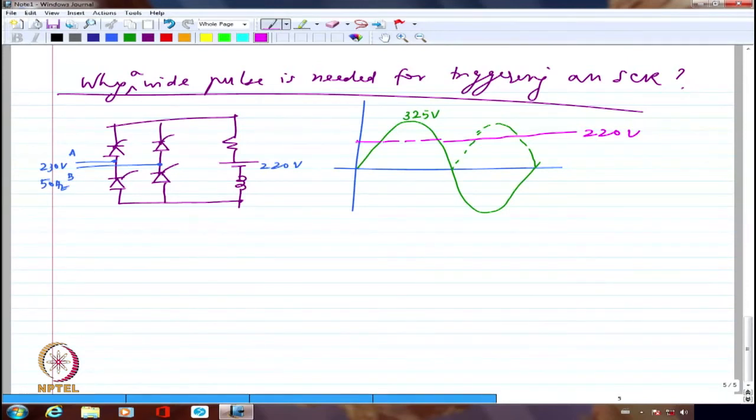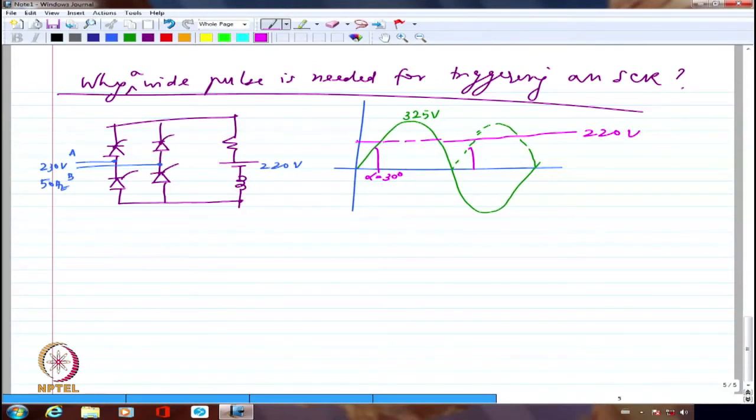So I may be actually trying to trigger it somewhere here. This is alpha equal to 30. I would again try to trigger it here. If the current had been continuous, here the device will get triggered, not a problem, because only the supply voltage will matter. But if the current had not been continuous, basically this will come as the open circuit voltage.